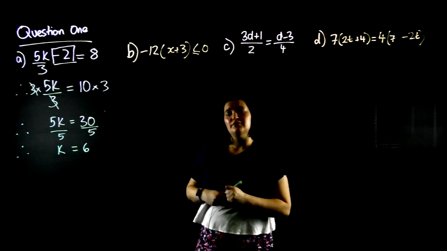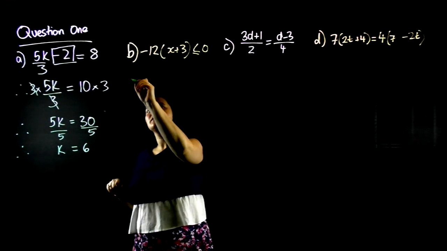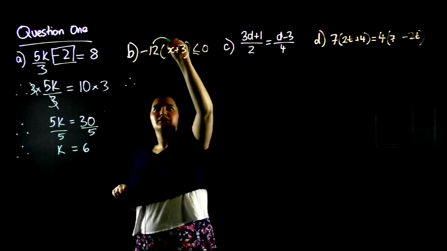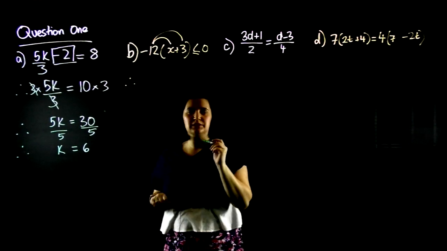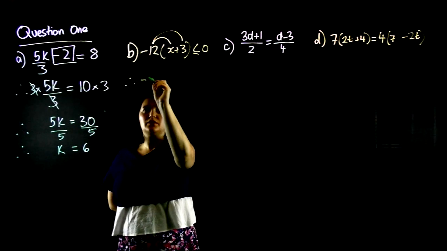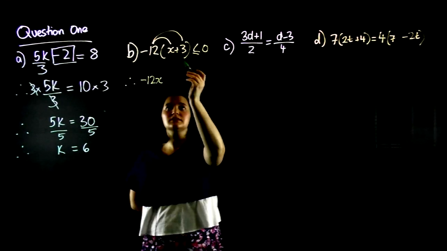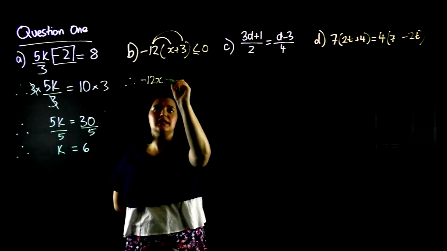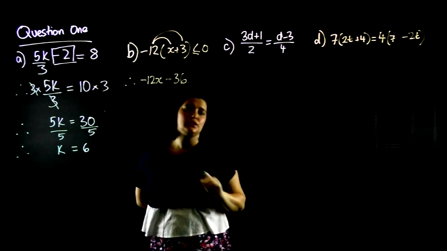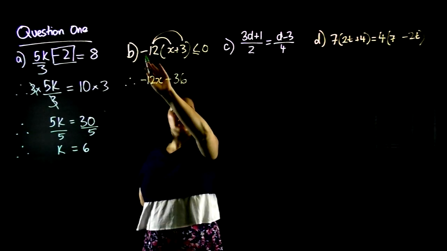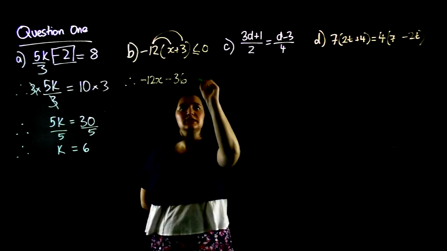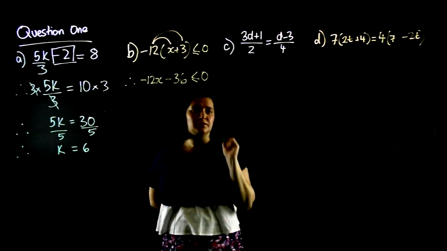Question 2, first step, we're expanding brackets. So I've got -12 times x and -12 times 3. So -12 times x is -12x. -12 times 3 is -36. Another really common mistake, a lot of us left out that negative and called this plus 36. It's less than or equal to 0.